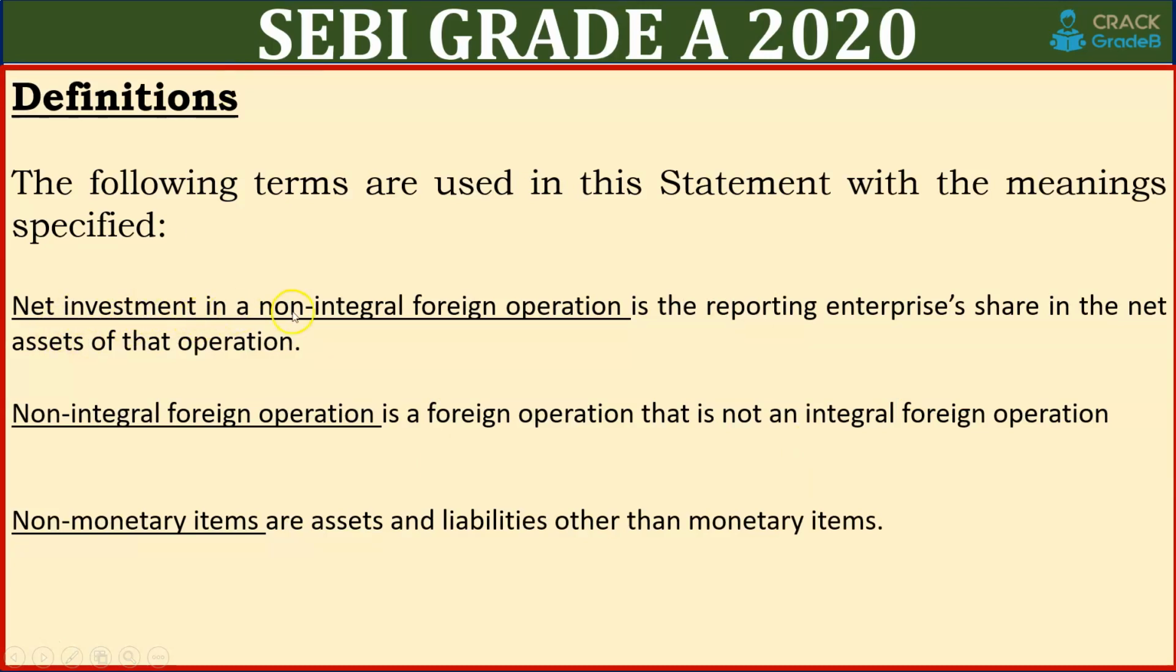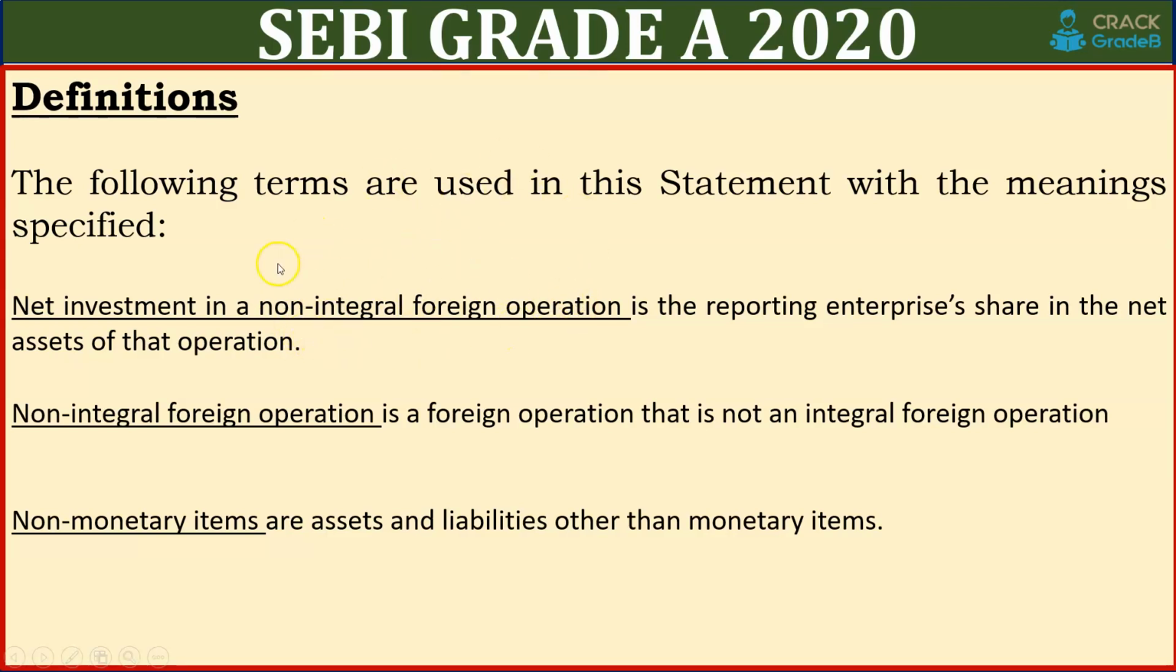The net investment in a non-integral foreign operation is the reporting enterprise's share in the net assets of that operation. So what is a non-integral foreign operation? There are two kinds of foreign operations: first is integral and the second is non-integral. Integral means there is like 90% involvement of foreign currency in the business entity of the reporting enterprise, and if there is only 10% or say 15% of foreign currency involved, where we do exports or imports in foreign currency, then we say it is a non-integral foreign operation.